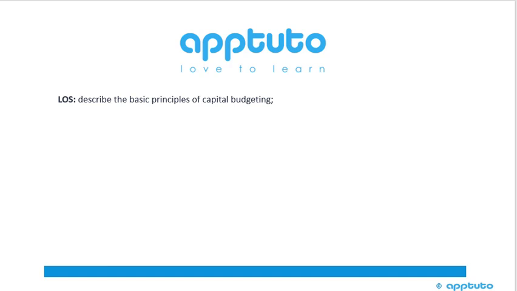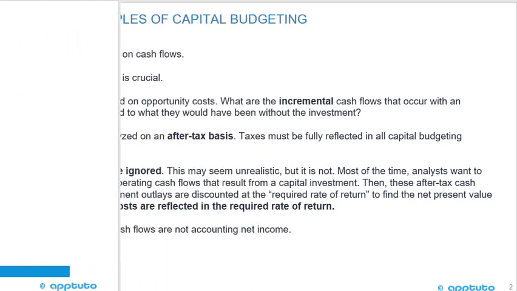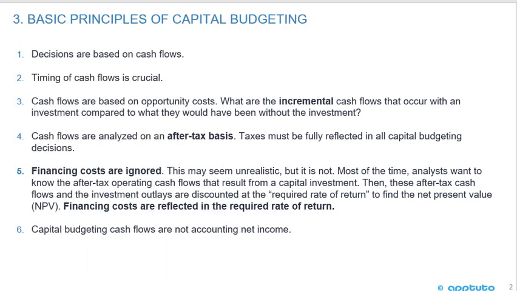This LOS is to describe the basic principles of capital budgeting. Basic principles of capital budgeting. So here's a list with 6 items. Number 1, decisions are based on cash flows. So we do discounted cash flow calculations.